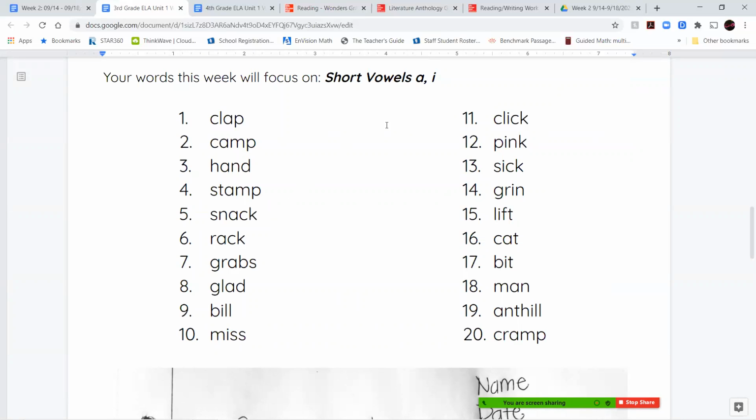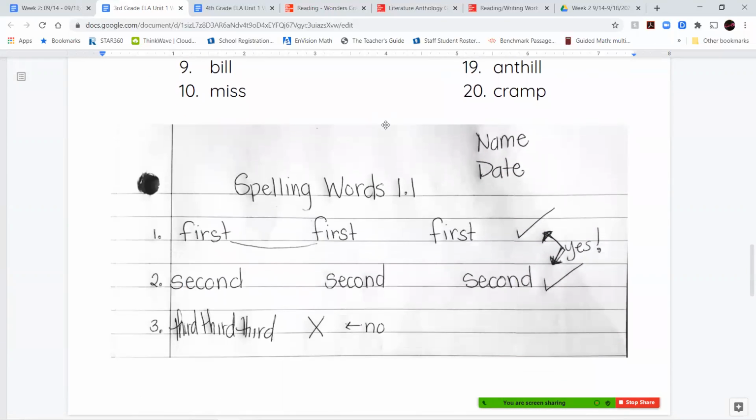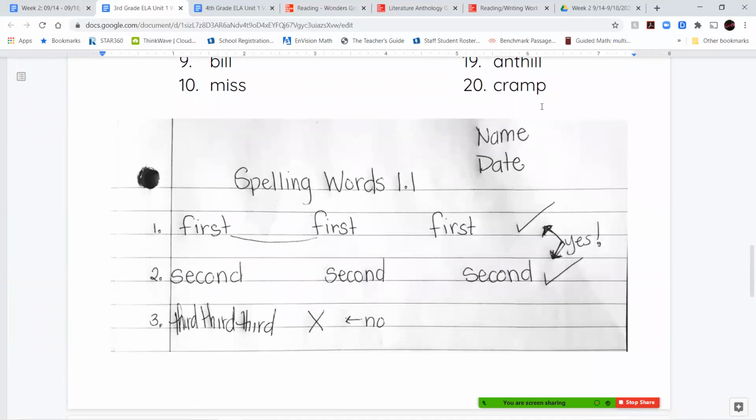Now, when you go to do your 3 times each, I'm giving you an example down here of what it should look like. You need to have your name and date in the top right-hand corner. It should say spelling words. So for this first week, it's going to say spelling words 1.1. So that's unit 1, week 1.